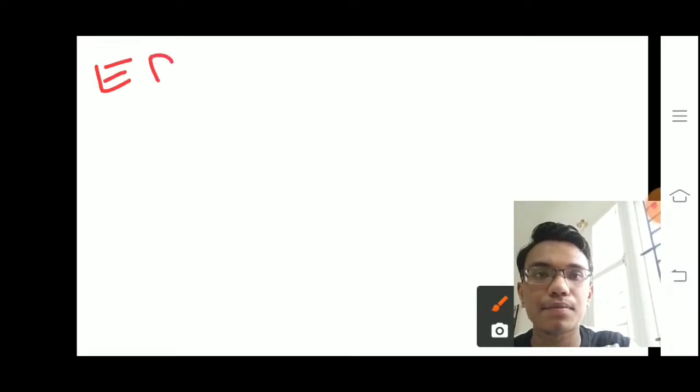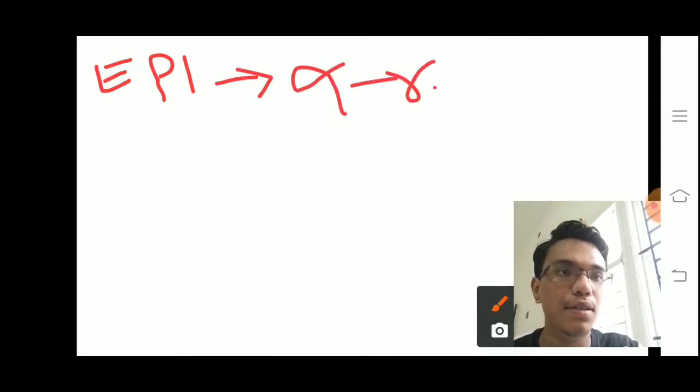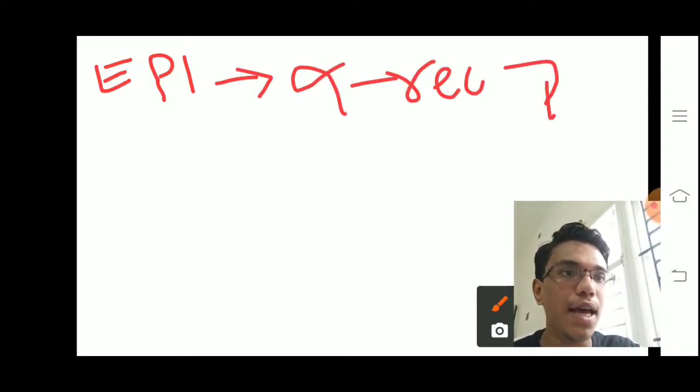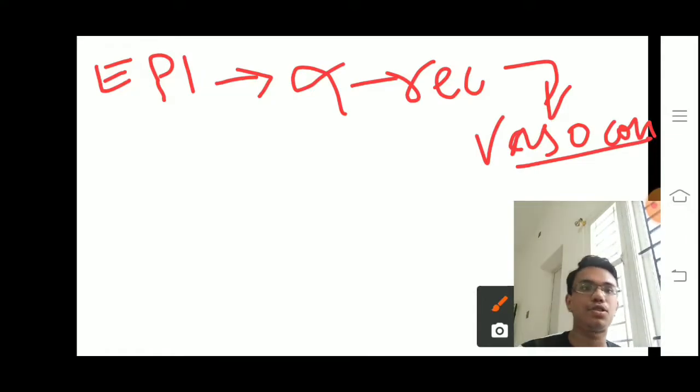Suppose this is the epinephrine, which is a sympathomimetic. It will act via alpha receptors, and it will directly cause vasoconstriction. Okay, so it will cause vasoconstriction. So if you are giving a large amount of sympathomimetics, it may cause vasospasm of the coronary arteries.